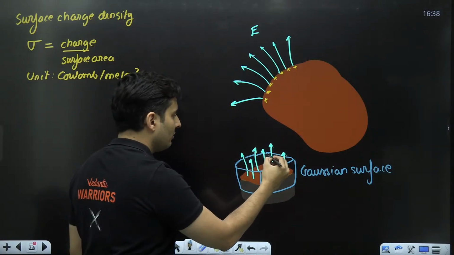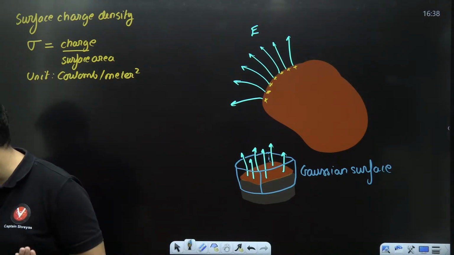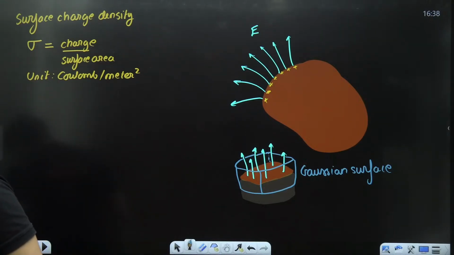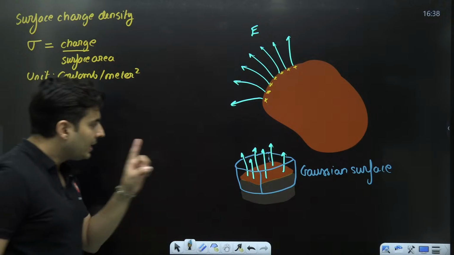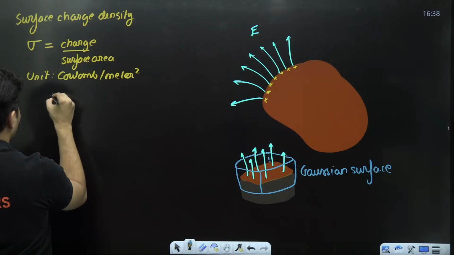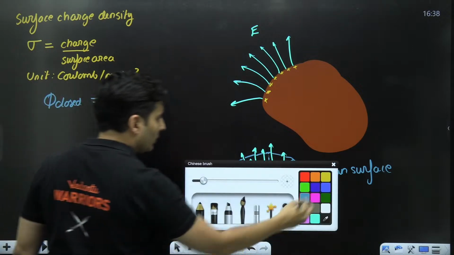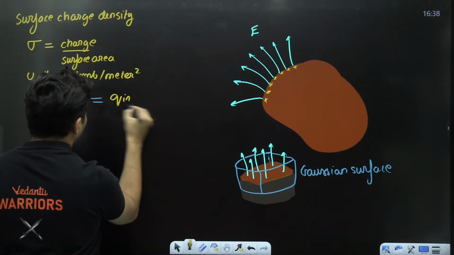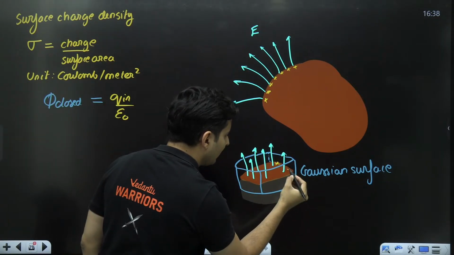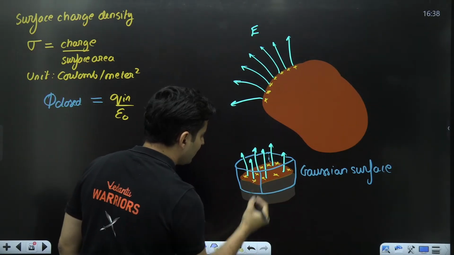Are you able to visualize this Gaussian surface, my dear warriors? You can see the top surface being penetrated by those electric field lines. Now, if I apply Gauss's law, which says the flux through any closed surface is equal to the charge inside divided by epsilon naught. Observe carefully, the charges over here are the charges on the surface.